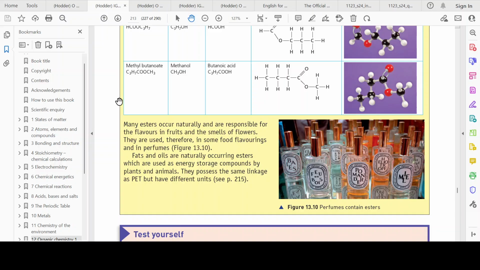And the ester link is also the same as something called PET. When we talk about condensation polymerization the next time, you'll see what PET is, but they're telling you that there's this thing called PET, and that also has the ester linkage.